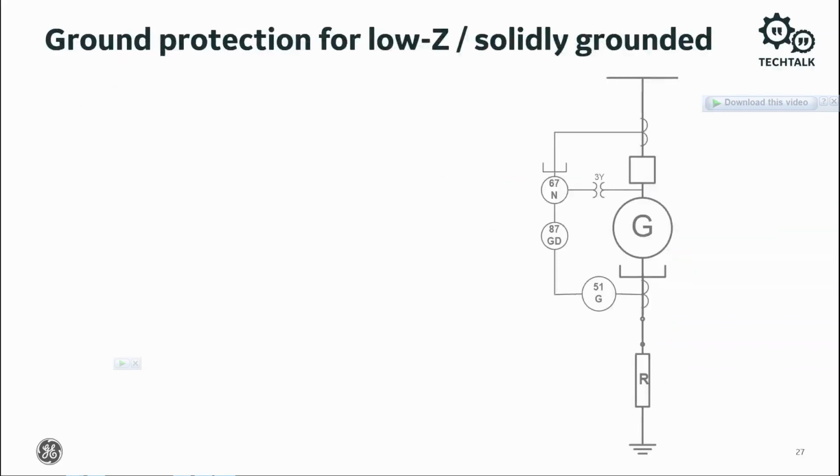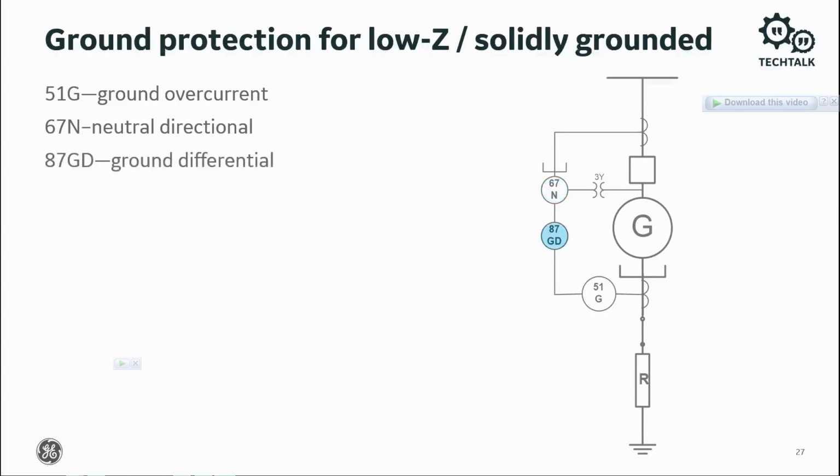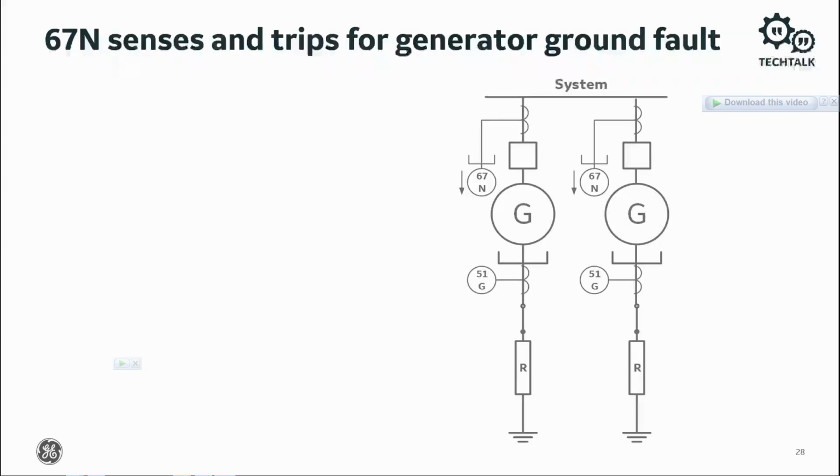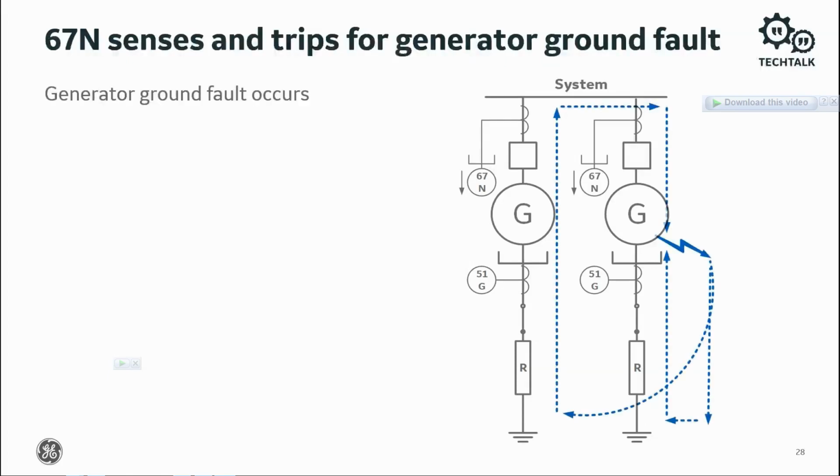There are three main methods for low impedance and solidly grounded generators: 51G ground overcurrent, 67N neutral directional overcurrent, and 87GD ground differential. With parallel generators, the 67N shines. Unlike non-directional 51G elements, the faulted generator 67N trips for the generator ground fault. The unfaulted generator 67N does not trip and keeps that generator running.